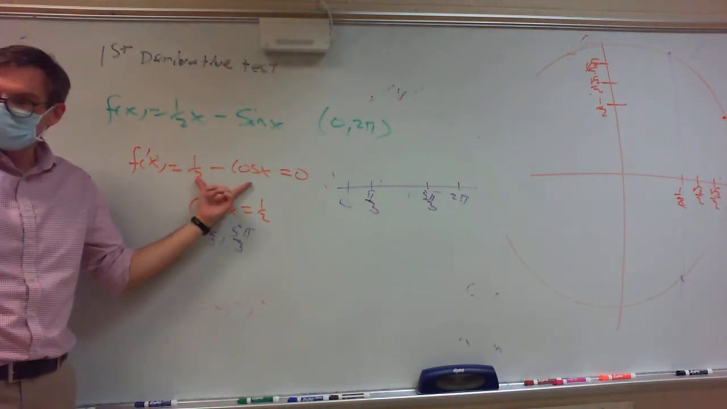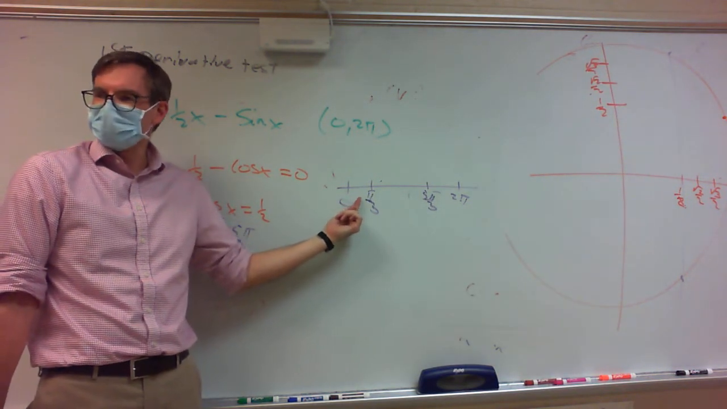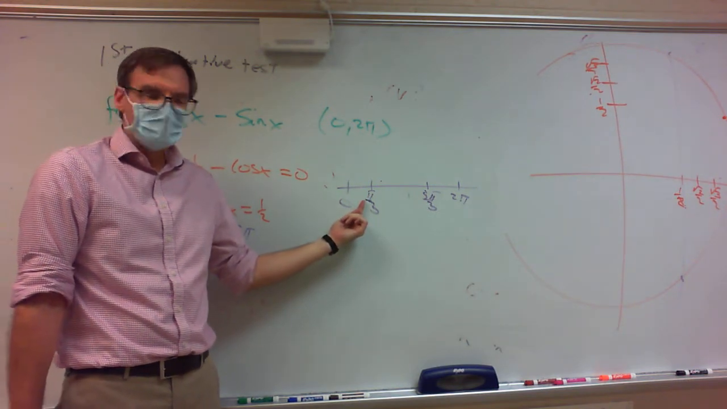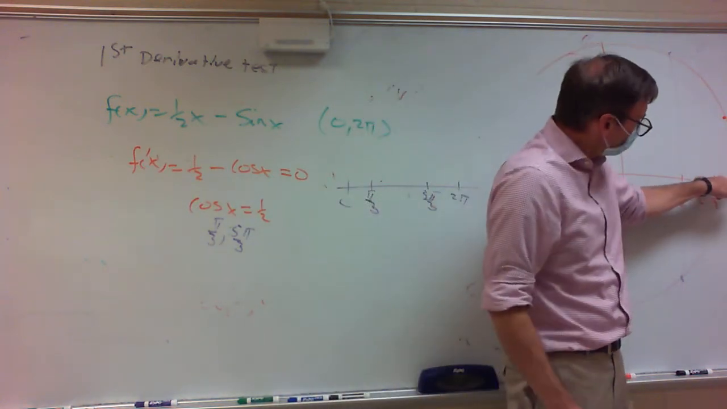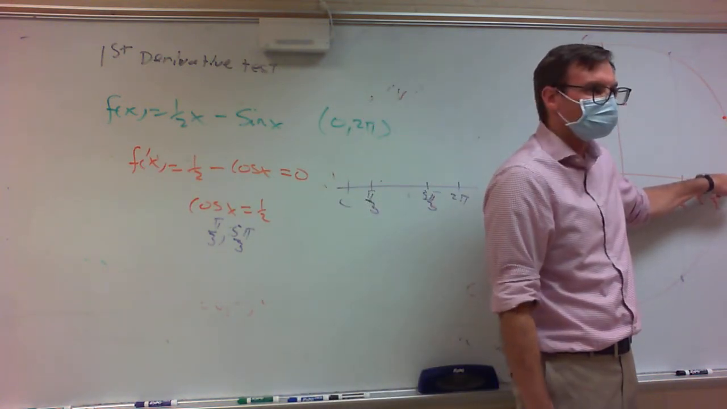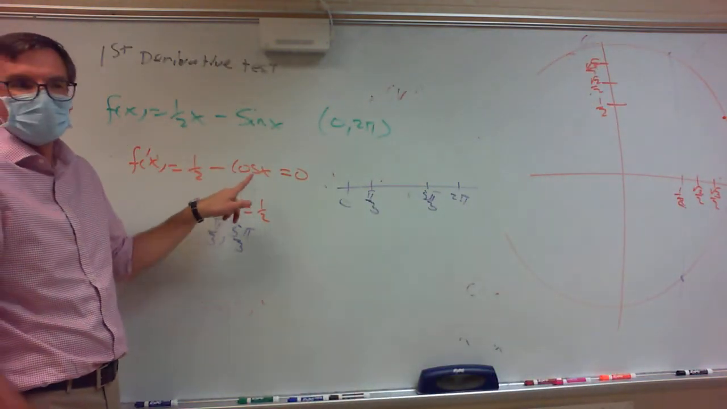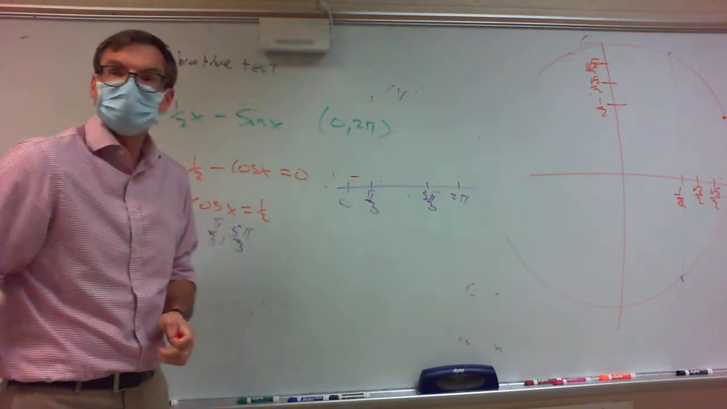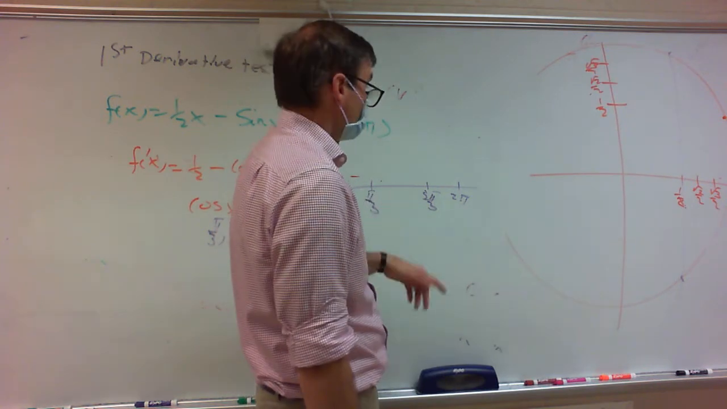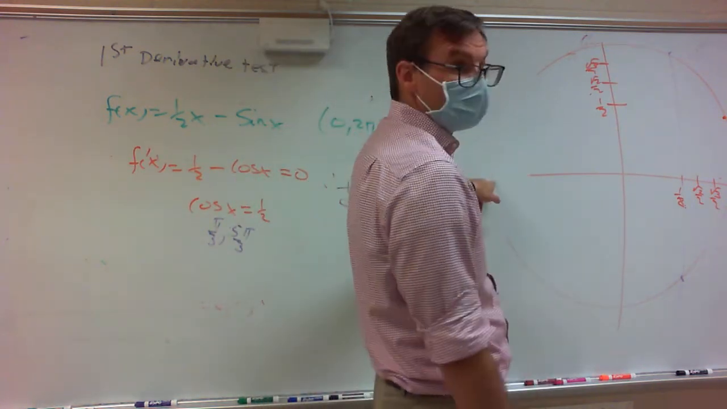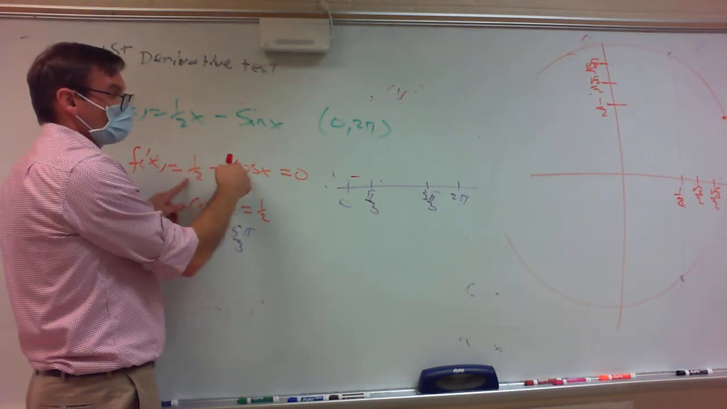Here's our derivative, right? And so what I'm going to pick is something really close to 0. I need to check this interval, right? Really close to 0, cosine is pretty close to 1. And if cosine is pretty close to 1, 1/2 minus something pretty close to 1 is going to be negative. If I'm going to check this interval, I'm going to plug in pi. Cosine of pi is -1, so 1/2 minus -1 is positive.